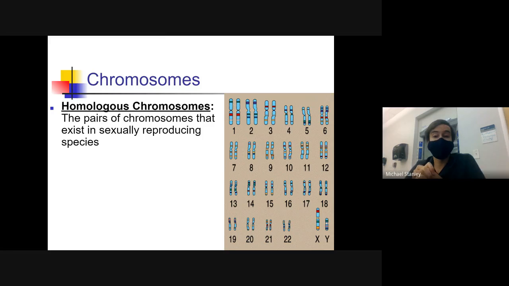The interesting thing about your DNA in your chromosomes is that you do not just have one copy of your DNA inside every single cell. Instead, you have 2 copies. So every single chromosome in your cell, in your nucleus, occurs in 2 copies, a pair of chromosomes. And we call these homologous chromosomes. These are our chromosome pairs that exist in most sexually reproducing species. So in any animal or plant where a male part and a female part come together to make a baby, you have homologous chromosomes, copies of every single chromosome.